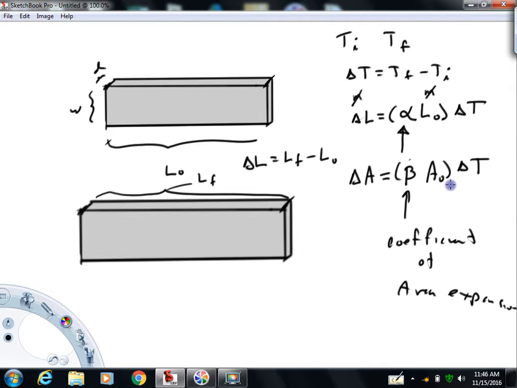Now you notice that this material has two different constants already, and in fact there's a third. We can write a similar equation for volume. In fact, I'll go ahead and do that. Change in volume, running out of room though.